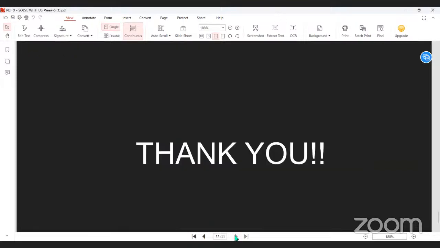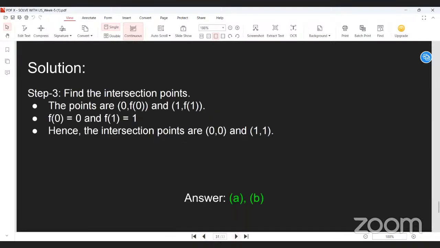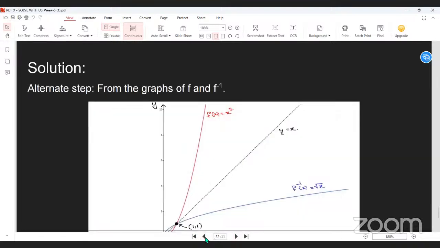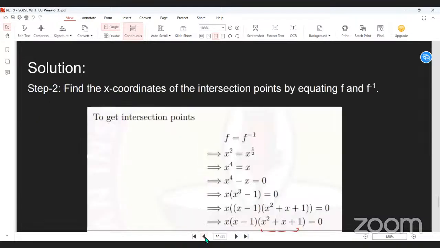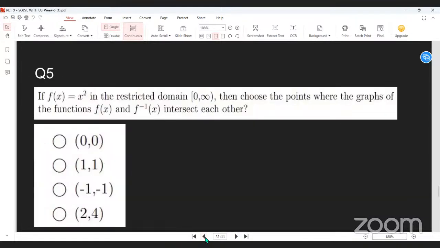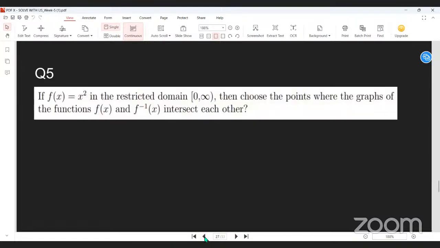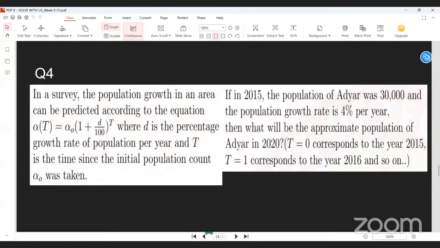For the previous question, can you tell the options? All the options for question 4, right? No, question 3.